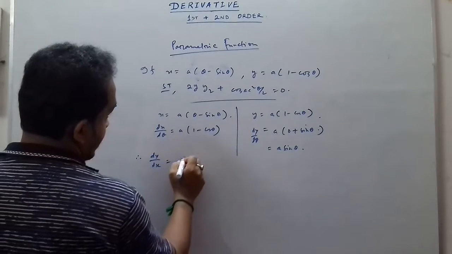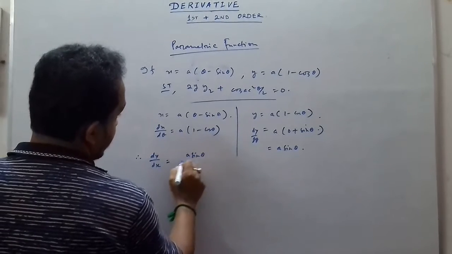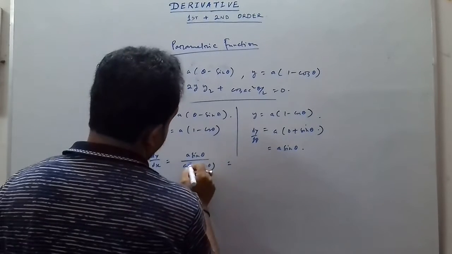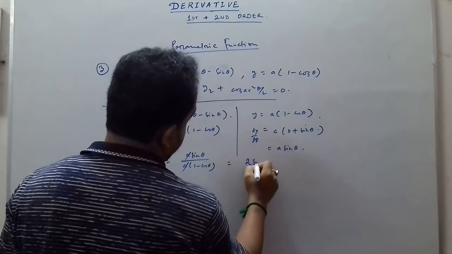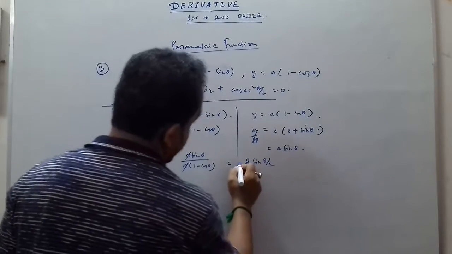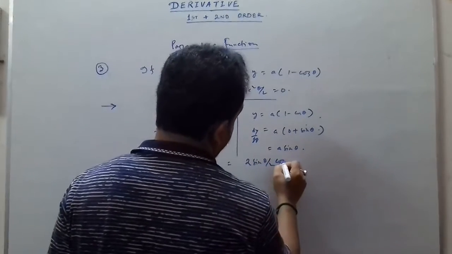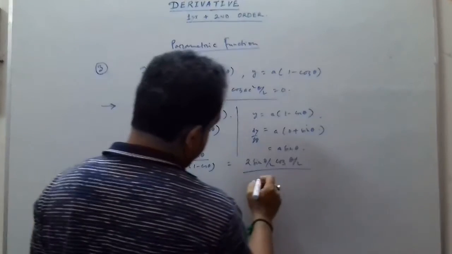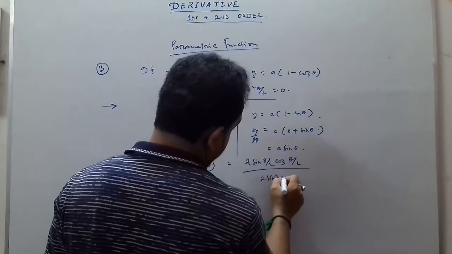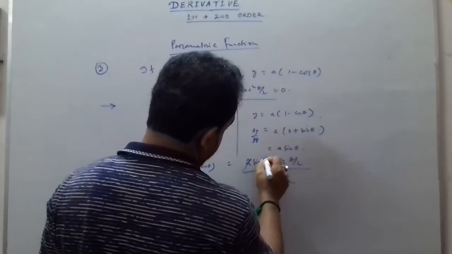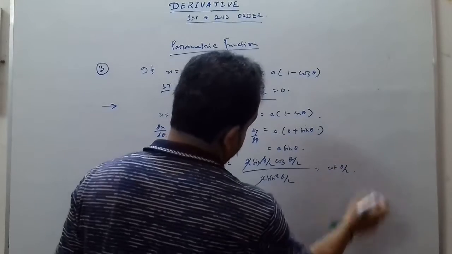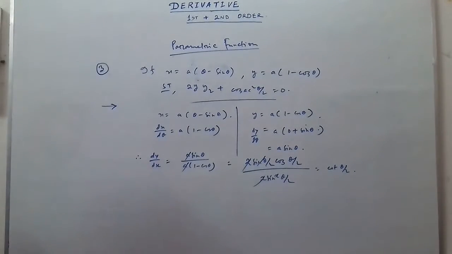Therefore dy dx is equal to a sin theta divided by a into 1 minus cos theta. The a cancels. Sin theta means 2 sin theta by 2 into cos theta by 2, divided by 1 minus cos theta, which means 2 sin square theta by 2. So 2 cancels, sin theta by 2 cancels, so we get cot theta by 2. This is the value of dy dx.